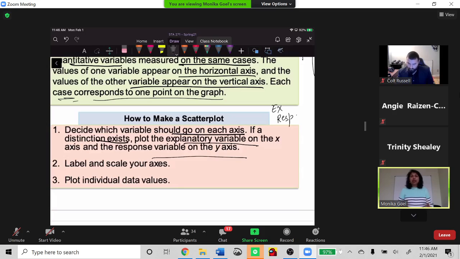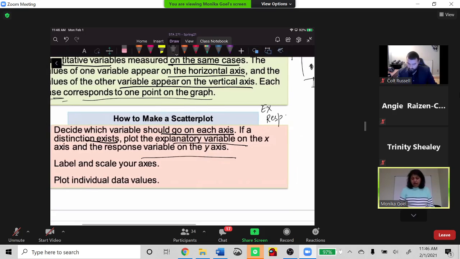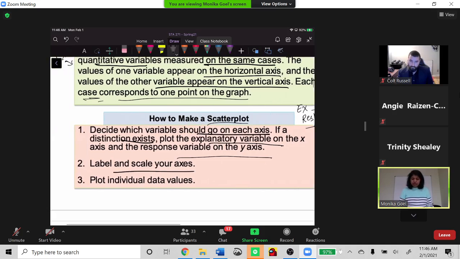But at this initial step, when I'm looking at how to make a scatterplot, if I know what is my explanatory and what is my response, then make sure you plot your explanatory on x and your response on y. And if you don't know, then you can plot anything on any axis. Label and scale your axes and plot the individual data values. Again, if I have only 5, 10, 15 data points I can do it by hand, but if I have 10,000, I'm not going to do it manually. I will use some kind of software to do that.